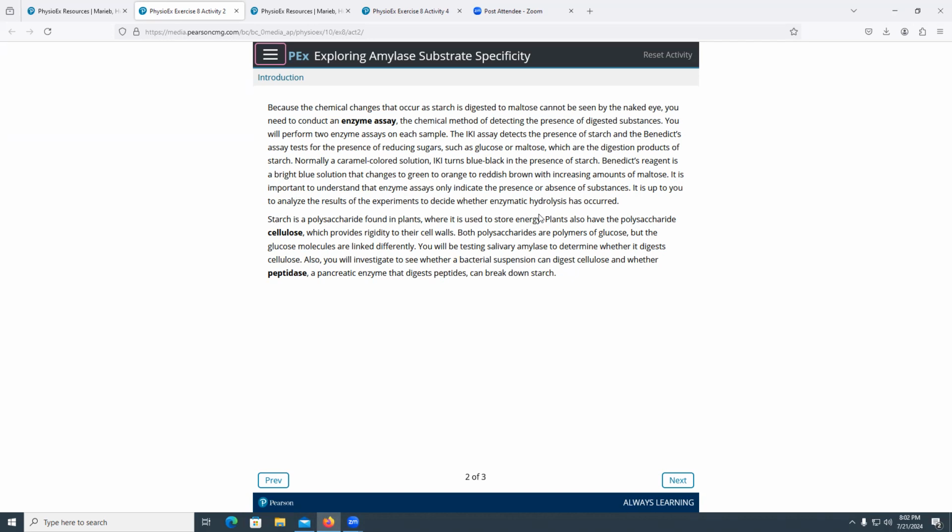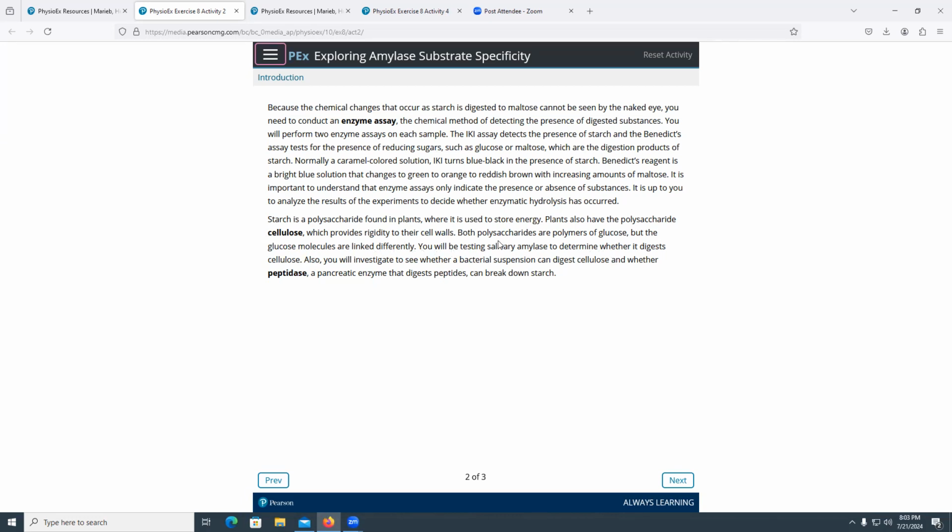Okay, so starch is a polysaccharide that is found in plants where it is used as storage. It's a functional polysaccharide. It stores energy. Plants also happen to have another polysaccharide known as cellulose. It's structural, it's not functional. So starch is a functional polysaccharide. Its function is to store energy to be used later on. But cellulose is not used to store energy. It is used for tensile strength, as a skeleton, a backbone for the plant cell wall. So that is cellulose. Both of them are polysaccharides, and they are polymers of glucose, but the glucose molecules are linked differently, as we said.